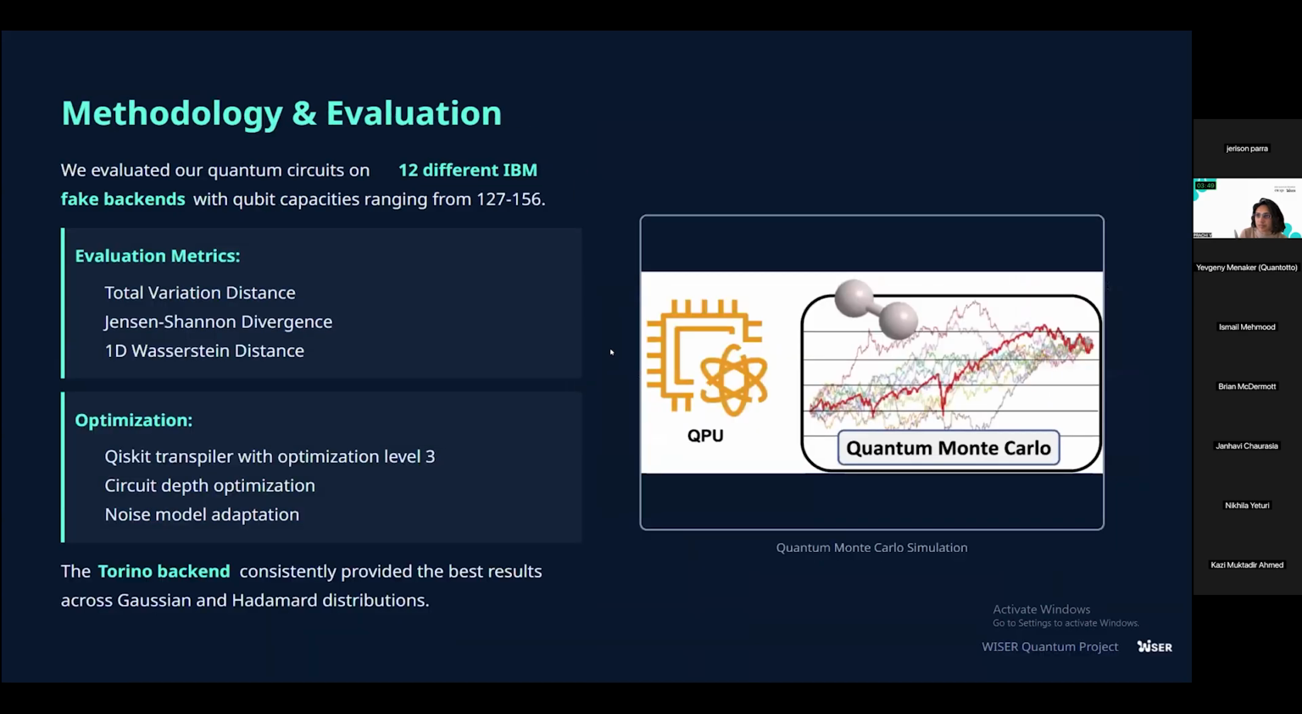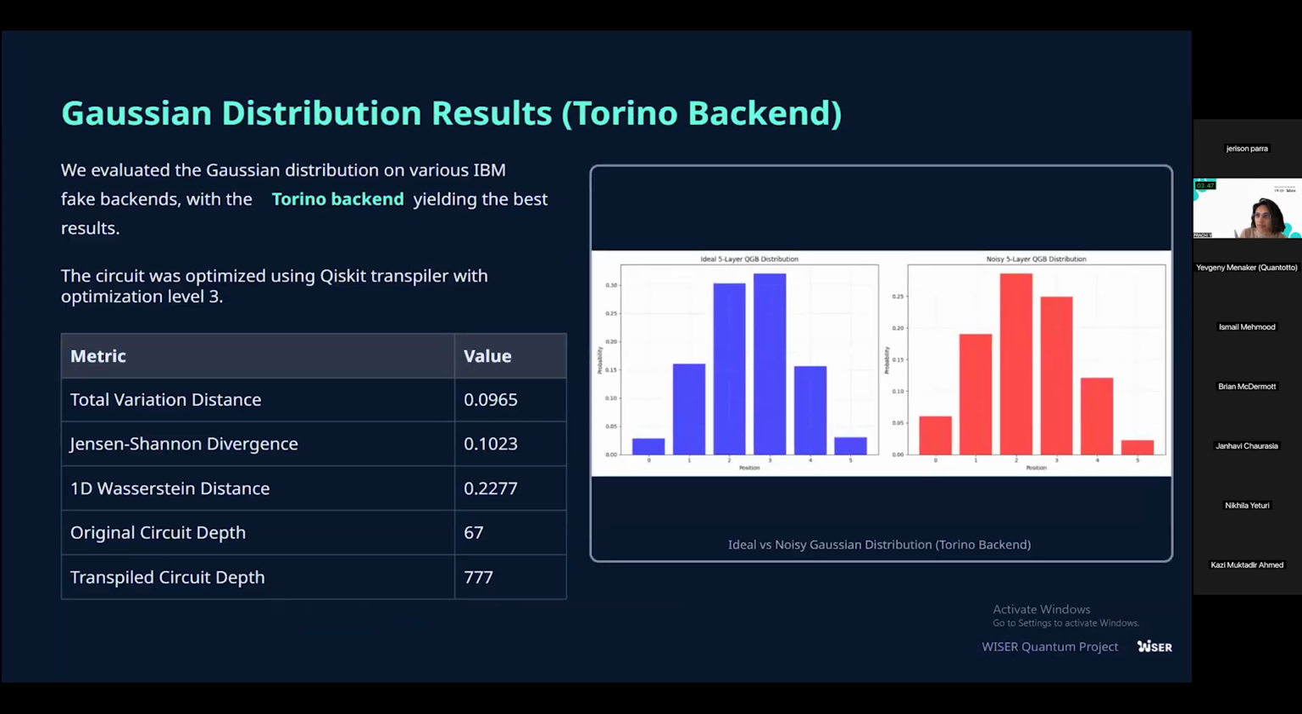Let me highlight our best results. For Gaussian distribution, we found the best results on the IBM Torino backend.